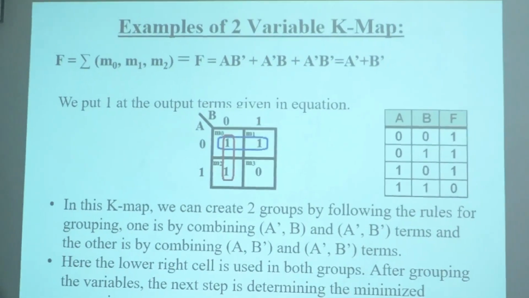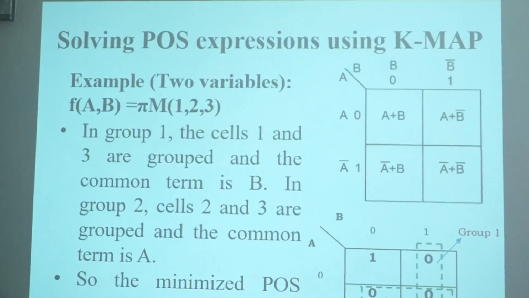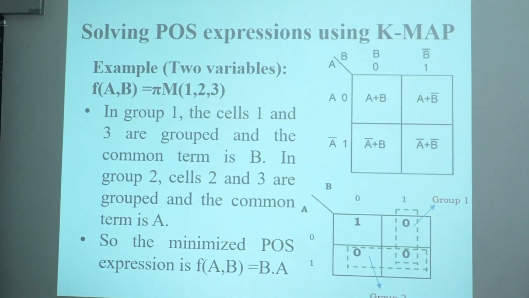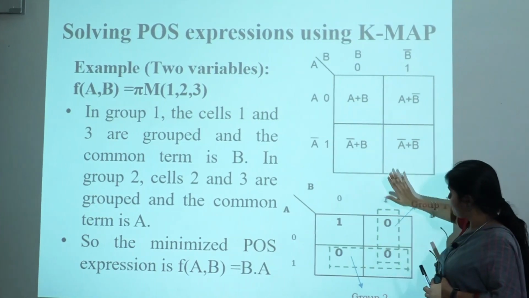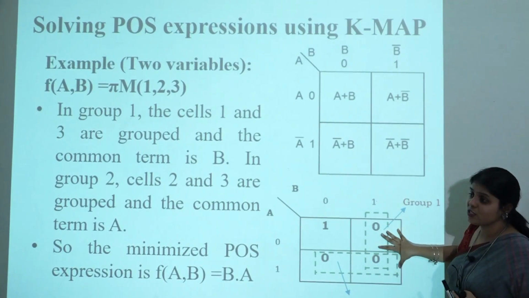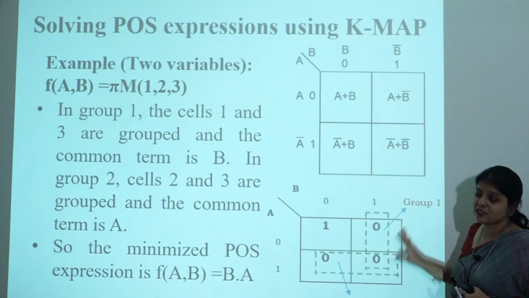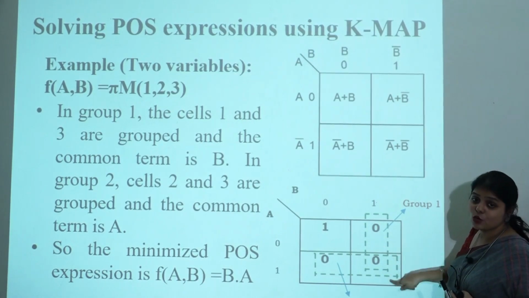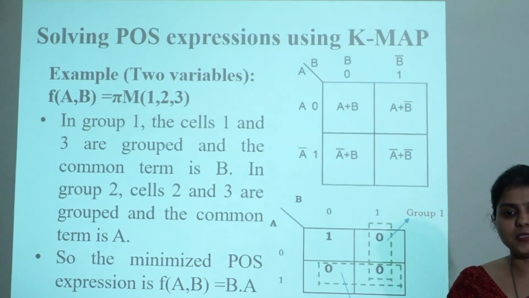Okay. Next. You will understand it once we proceed further. Next, solving POS. When I take the same POS variable, look at the difference. I am putting the added terms, and instead of ones, I will consider zeros inside the cells. I will do grouping of zeros instead of grouping of ones. That is the only difference. So you have to consider the added terms and group zeros instead of ones when you take POS expression solving. Okay. Next.